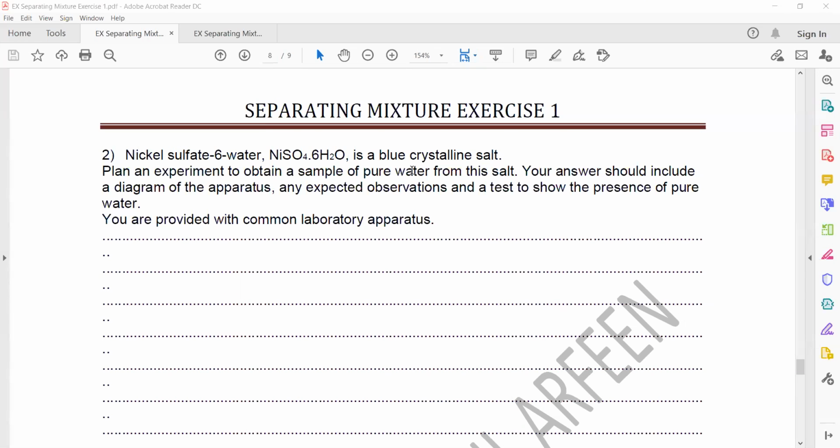You have nickel sulfate.6H2O, which is a blue crystalline solid. Plan an experiment to obtain a sample of pure water from this salt. Your answer should include a diagram of the apparatus, the expected observation, and the test to show the presence of the pure water.